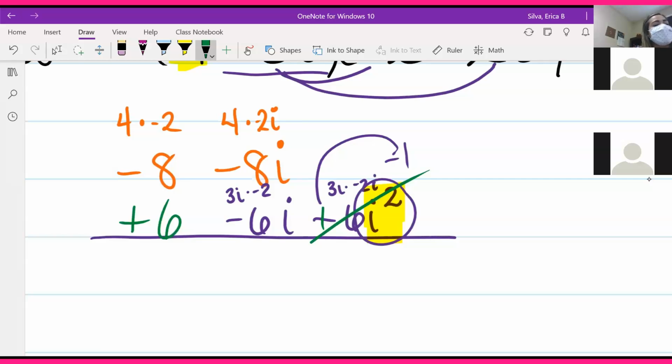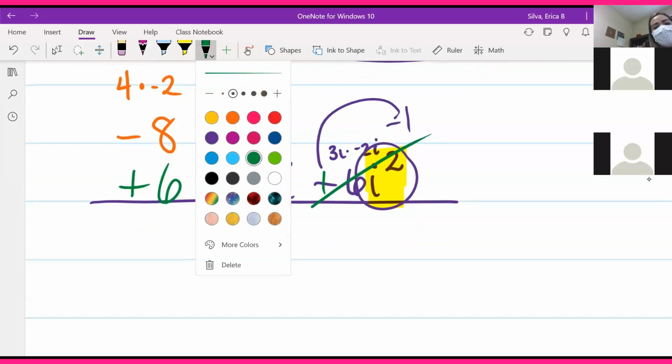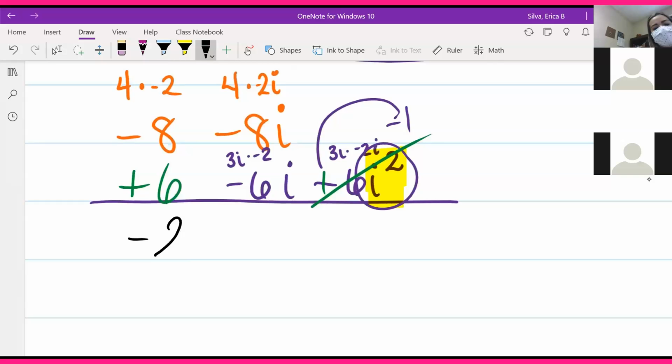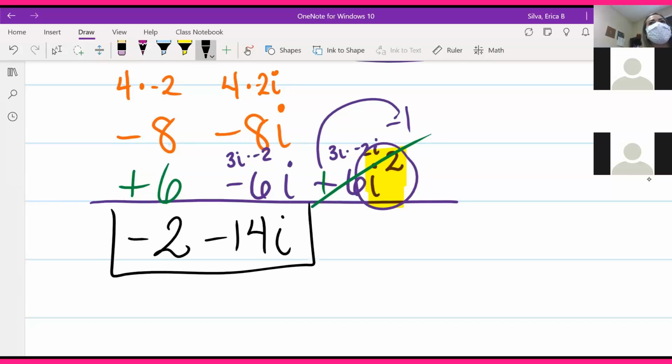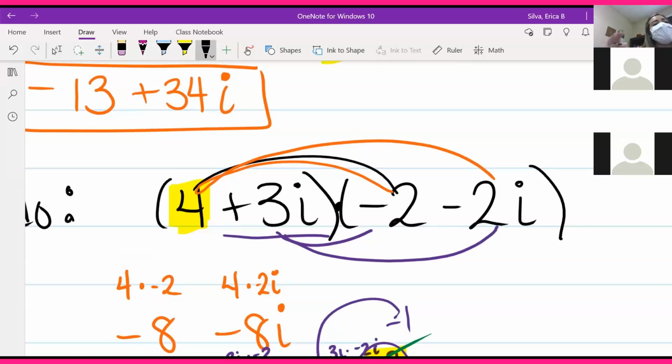And this is where we're combining like terms. So now we have negative 8 plus 6, we get negative 2. And then negative 8i minus 6i gives us negative 14i. Any questions? So remember, we are multiplying these. Notice how there's no symbol in between these parentheses. So that means that we're multiplying them.